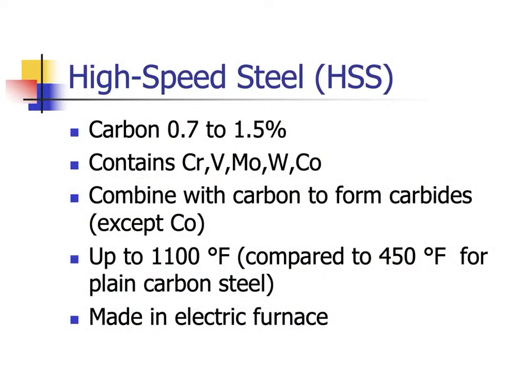So what are we going to add to it? If you look at the carbon content, it's between 0.7 and 1.5% carbon. So we know that this is a high carbon steel. Okay, it contains chrome, vanadium, molybdenum, tungsten, and cobalt. Most of these alloys combine with carbon to make hard particles that are really wear resistant. The cobalt just gives it overall higher temperature resistance. So you can machine things right at the cutting edge up to 1100 degrees Fahrenheit, whereas a normal steel, if you get that above 450 Fahrenheit, it's going to start to soften on you.